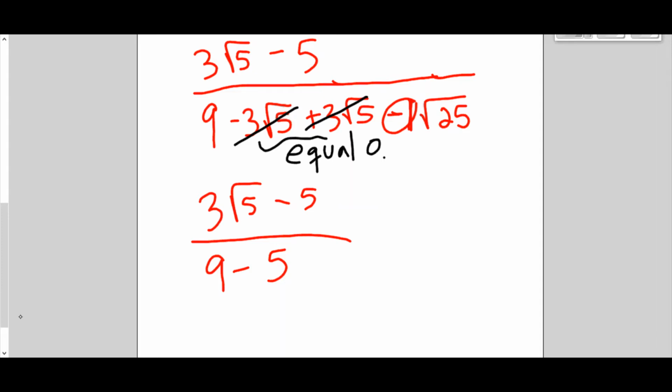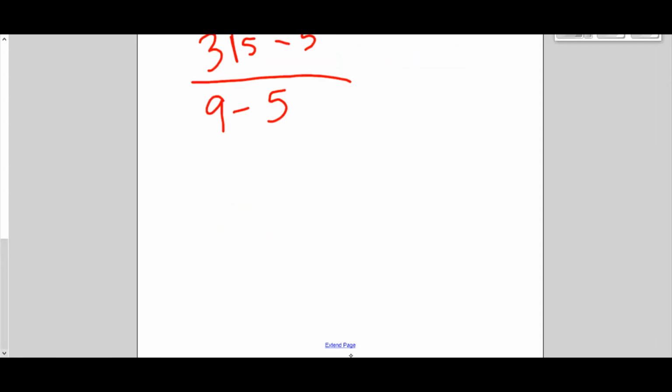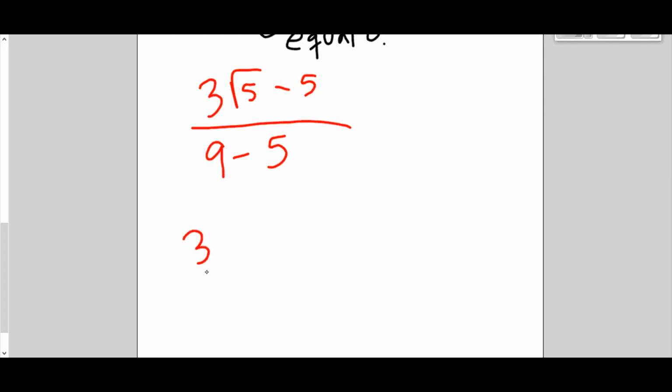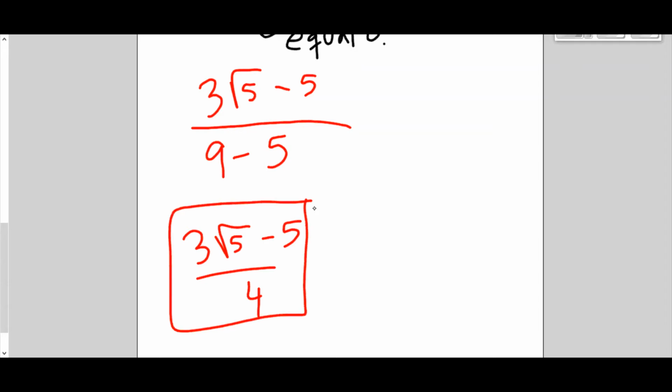And then just simplify this. 9 minus 5 is 4. So this is 3 square root of 5 minus 5 divided by 4. And that's your answer for that one.